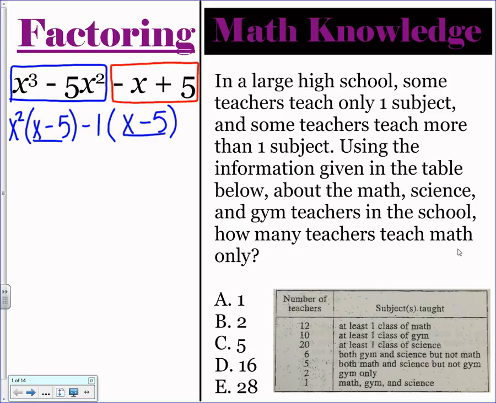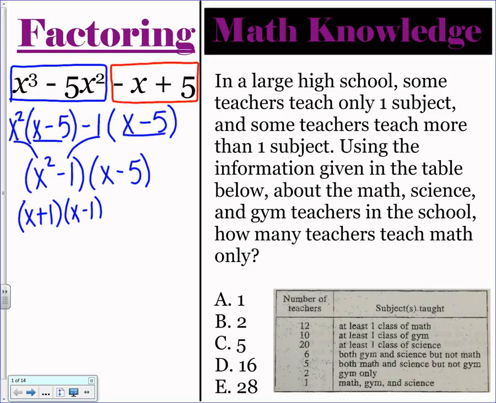And so now what we can actually do is write it as x squared minus 1, so that x squared and that minus 1, and then they both get multiplied by x minus 5. But that's not all we can do. This x squared minus 1 will actually factor as x plus 1 times x minus 1. And then we have our x minus 5. And so this would be the answer to your factoring problem.